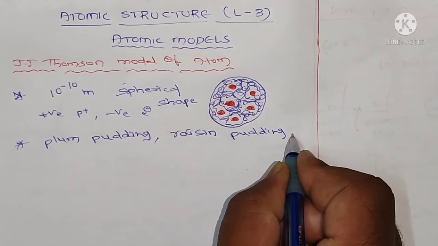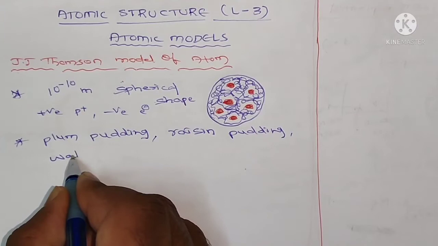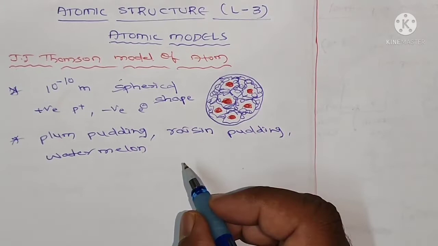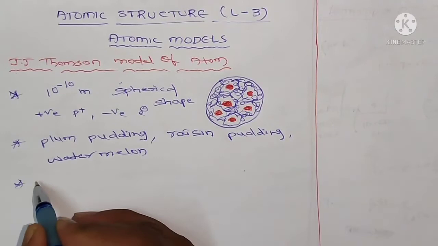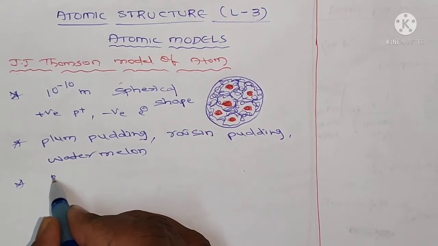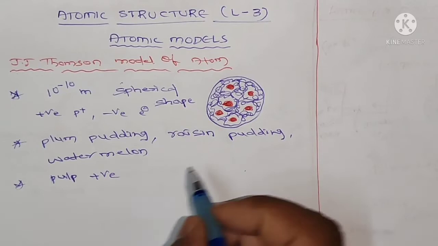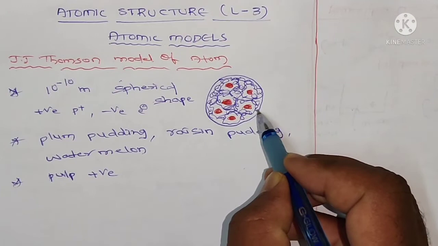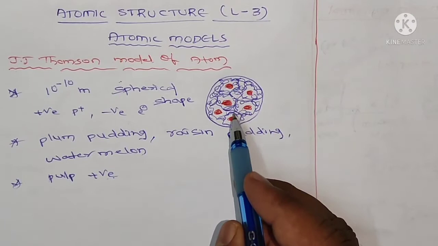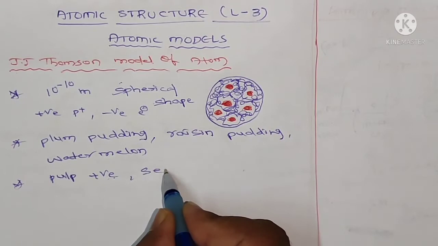It is also called the watermelon model. We know that in a watermelon we can see red color pulp and black color seeds. The pulp shows the positive charge. Assume that this is the watermelon and this is the red color pulp. The red pulp shows the positive charge distribution, and the seeds show electrons.